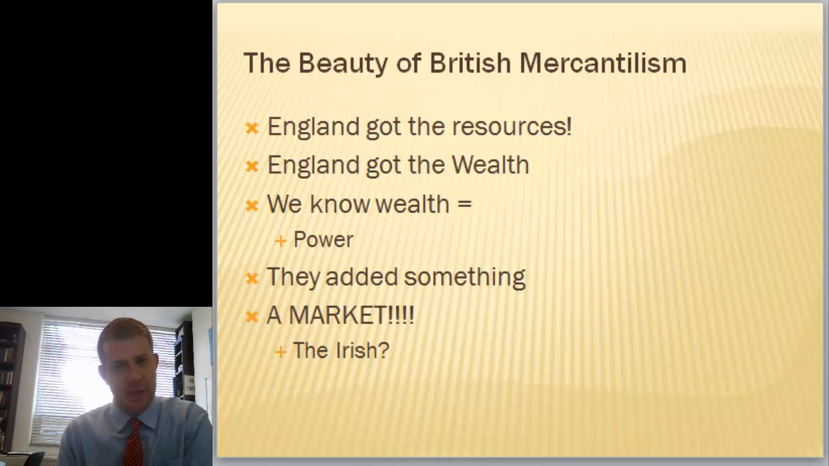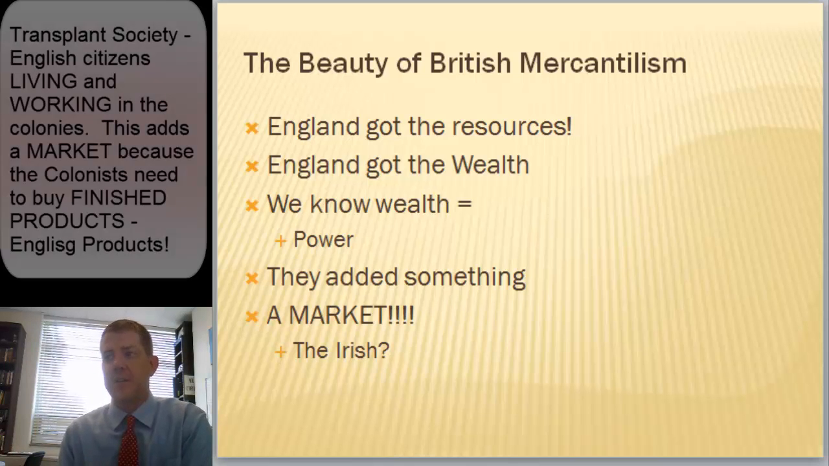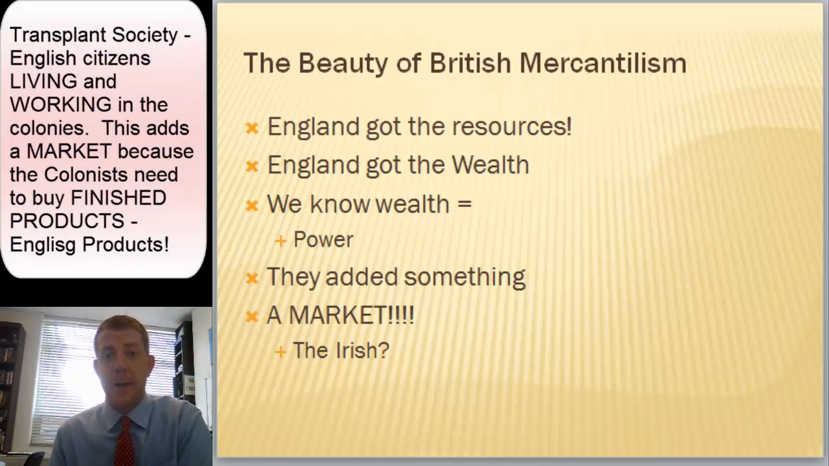They added something, of course. They added this idea of a transplant society, English people living in their colonies, and that adds a market.